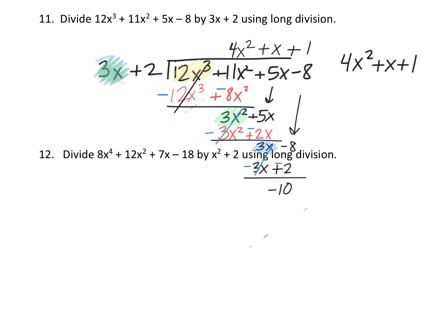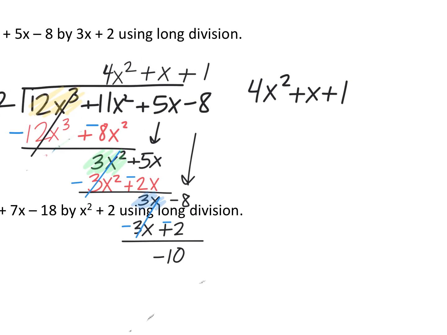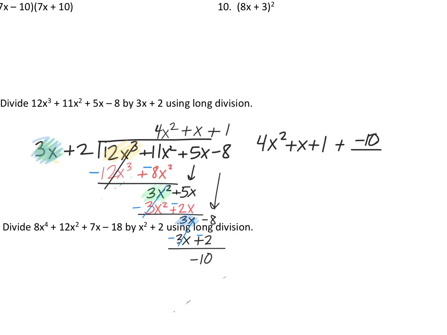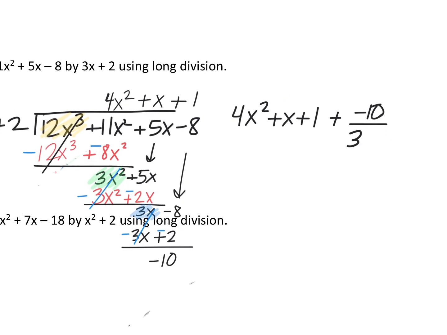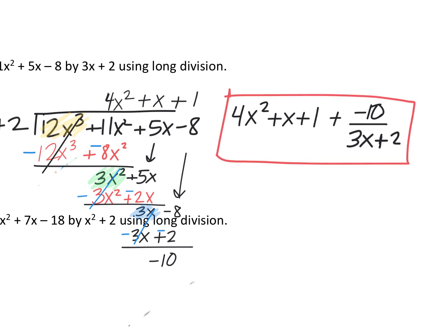So you can do this a couple ways. I'm going to go ahead and do plus negative 10, and then over, I think we would call it the divisor, 3x plus 2, okay? I'm saying that's what's left over. I tried to divide it by 3x plus 2. It did not work, and so that is my answer.